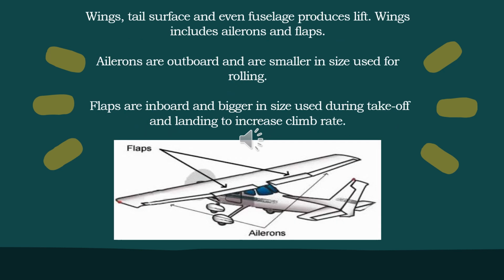Wings, tail surface and even fuselage produce lift. For wings, as I discussed earlier, the pressure difference between the upper and lower surface of the wings creates a force on the wing that lifts the wing up into the air. For the tail surface, as air flows over and under the tail plane, it creates lift that holds the airplane in the air. Even the fuselage also produces lift. It depends upon the type of aircraft and the mode of flight it is in.